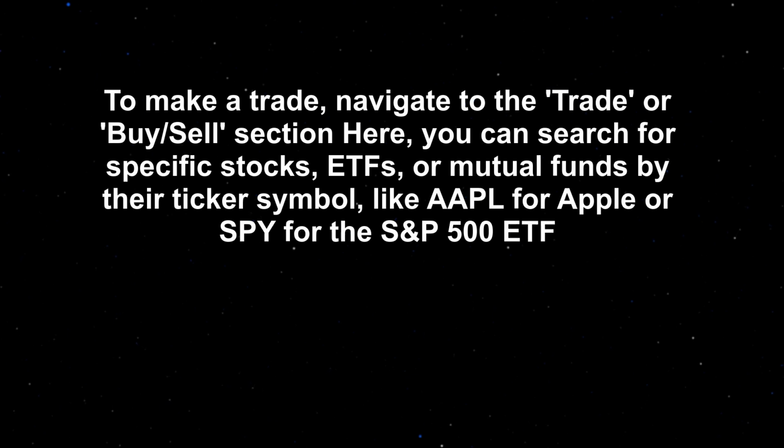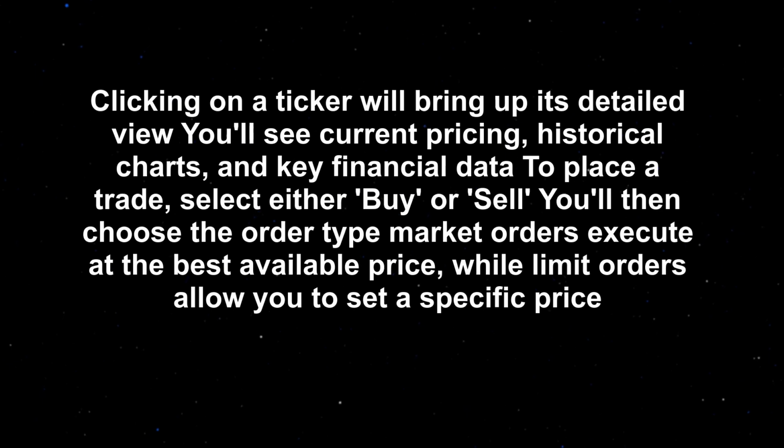To make a trade, navigate to the Trade or Buy, Sell section. Here, you can search for specific stocks, ETFs, or mutual funds by their ticker symbol, like AAPL for Apple or SPY for the S&P 500 ETF. Clicking on a ticker will bring up its detailed view. You'll see current pricing, historical charts, and key financial data.